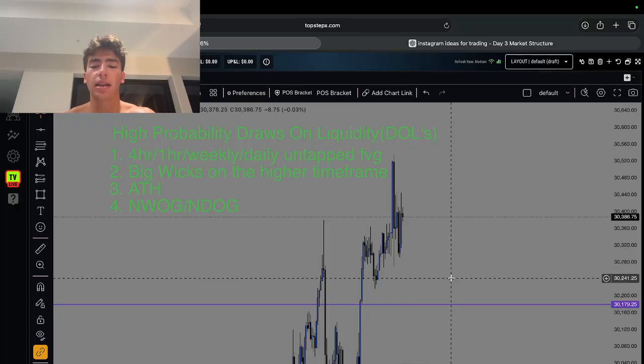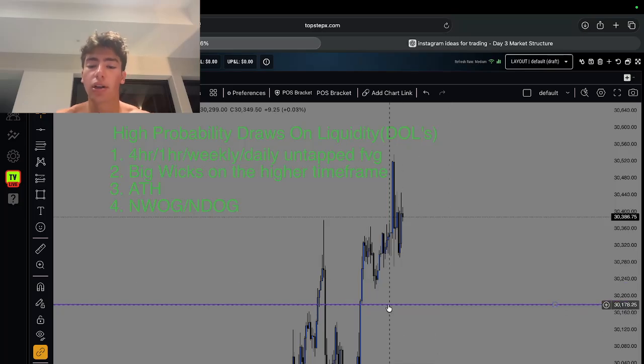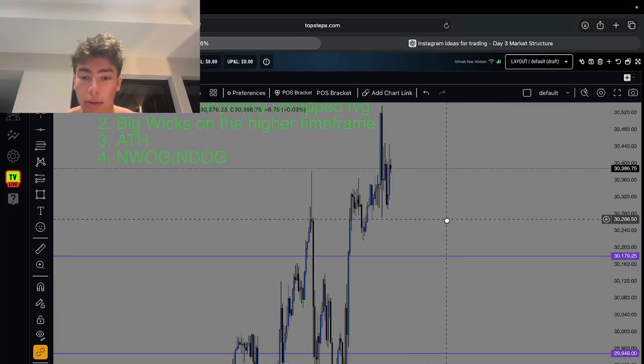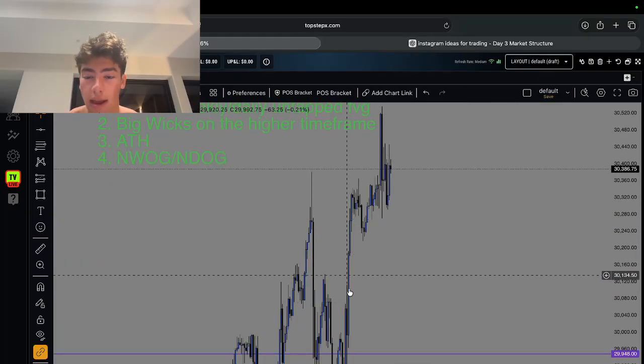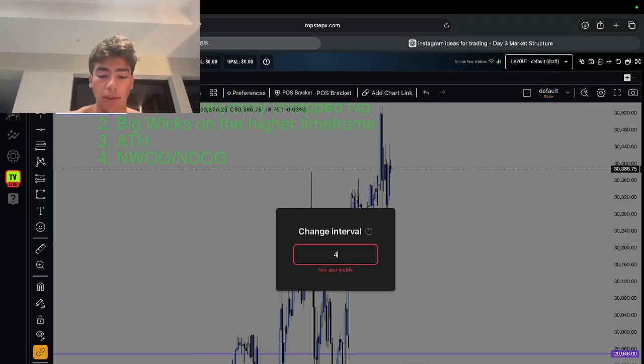And when we get into the entry model, if an entry appears and there's a good draw on liquidity, then that's what you enter on ultimately. So let's just look at more of these, right? That's an untapped 1 hour gap, right? Let's go to the 4 hour chart.